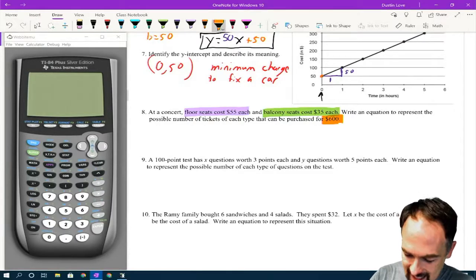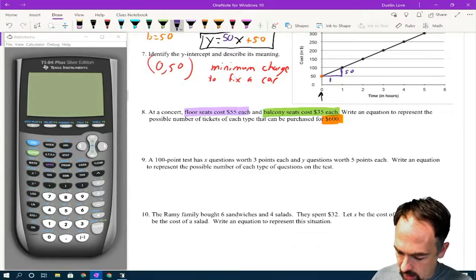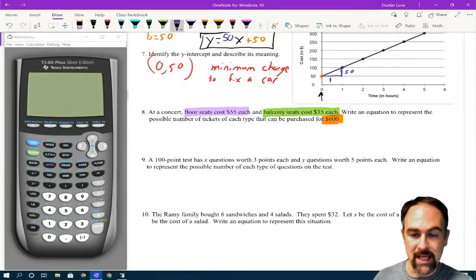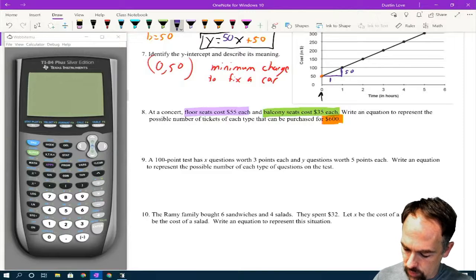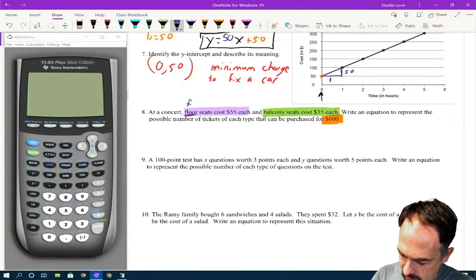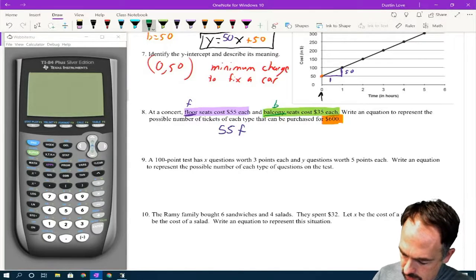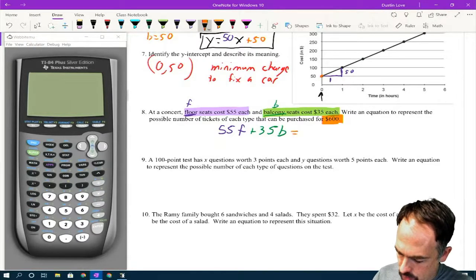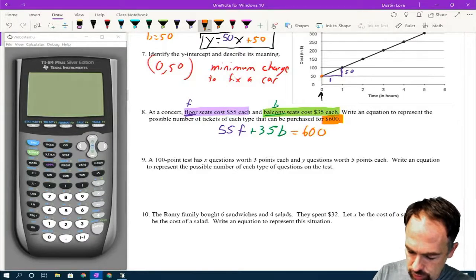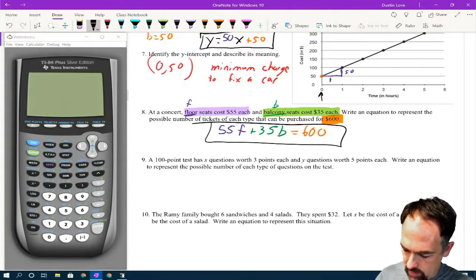That's going to be a standard form equation, and we like to use variables that have meaning in standard form when possible. So I'm going to see floor will be F, and then balcony will be B. So I'm going to do 55 floor plus 35 balcony is going to equal my total, which is 600. So there is my equation.